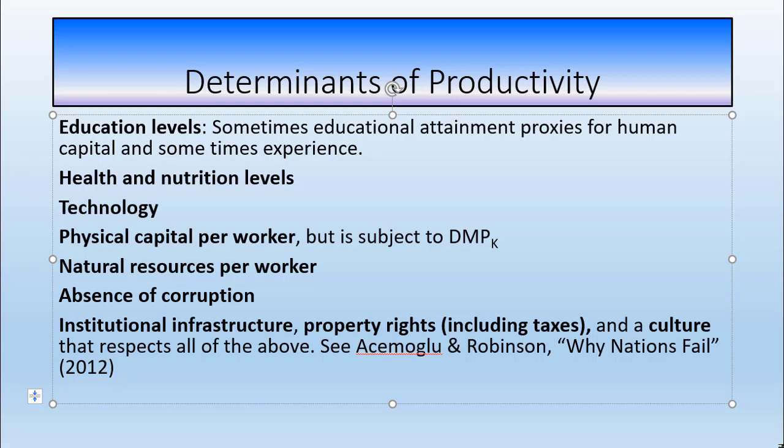And then there's cultural aspects. So if you have a culture that respects these areas, you're more likely to have a more successful nation than a culture that doesn't respect economic activity. So these are just some of the areas. Like I said, this is a fascinating area. It's big and huge. I really don't give it justice. Neither does the textbook give justice to the determinants of productivity.